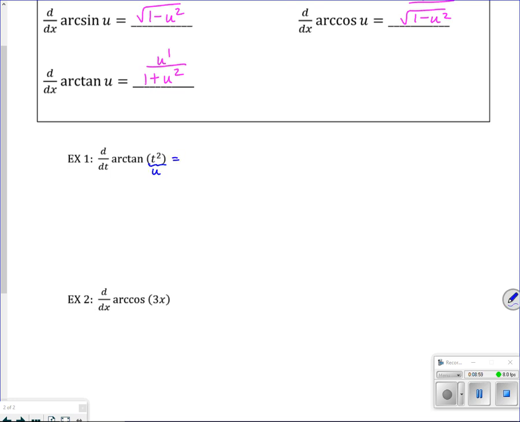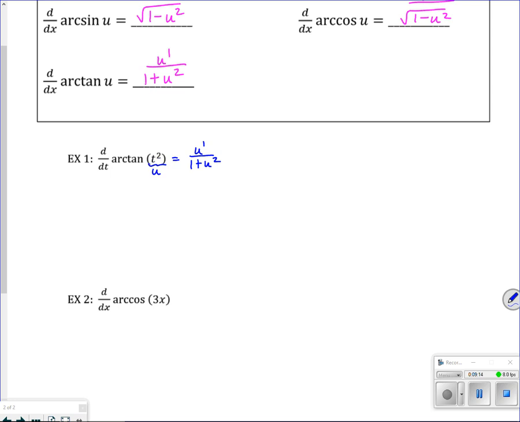Here's what I want you to do on your homework. If you'll write it down every time, you'll probably have it memorized. What's the derivative of arctangent? I want you to write down u prime over 1 plus u squared. Just start writing it down and you'll have it.